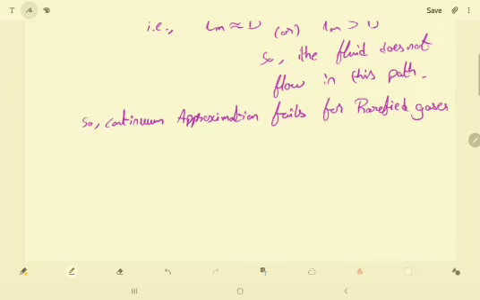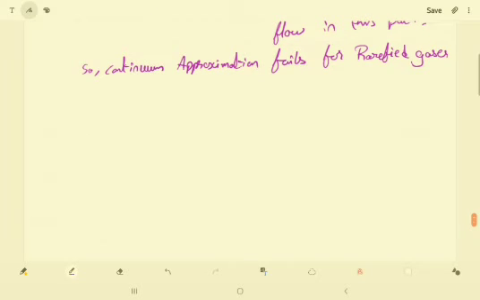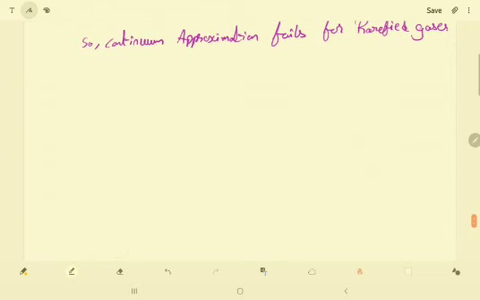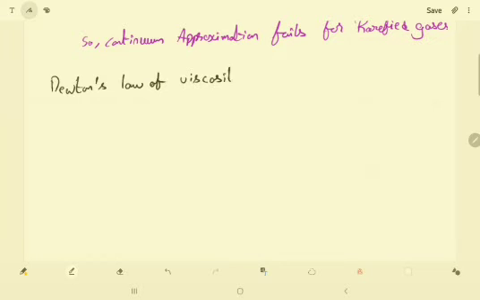Okay, we have seen rarefied gases and the continuum approximation. Now we are going to the next topic, which is Newton's law of viscosity, the basic principle in fluid mechanics. Hence, the law of viscosity.